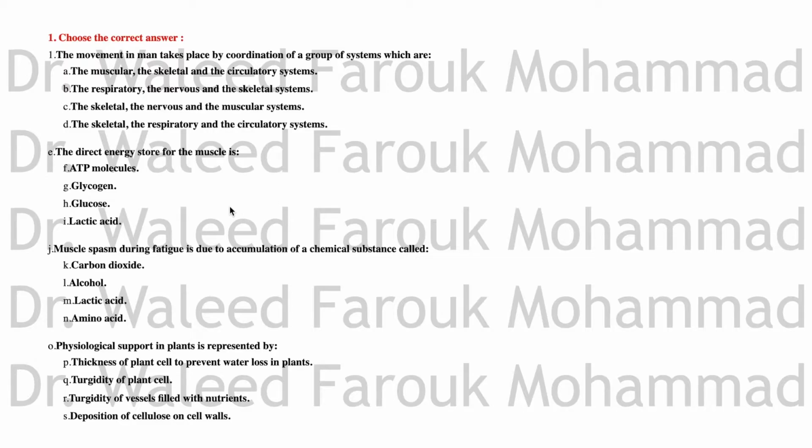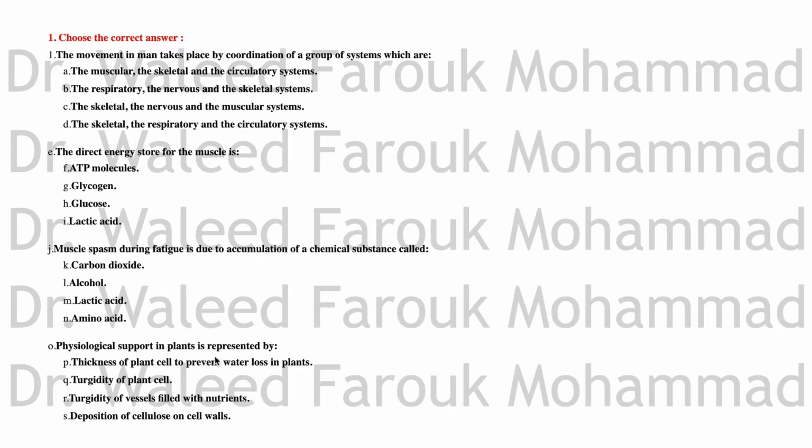Okay, the second question, the direct energy store for the muscle is, of course, all of us know it's glycogen. Don't confuse it with lactic acid. Lactic acid is an end product of anaerobic respiration in the muscle when there is no oxygen. So remember this. Muscle spasm during fatigue is due to accumulation of a chemical substance called, of course you know it, lactic acid. Lactic acid is responsible for muscle fatigue and even cramps.